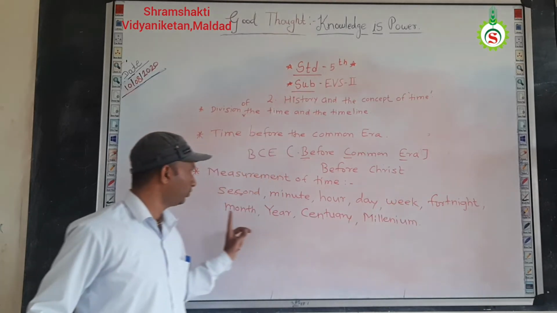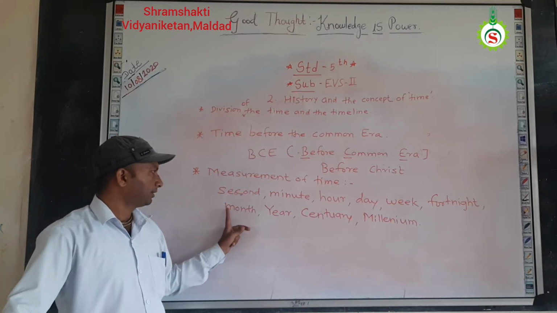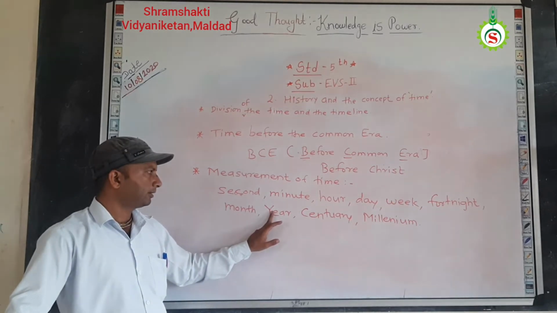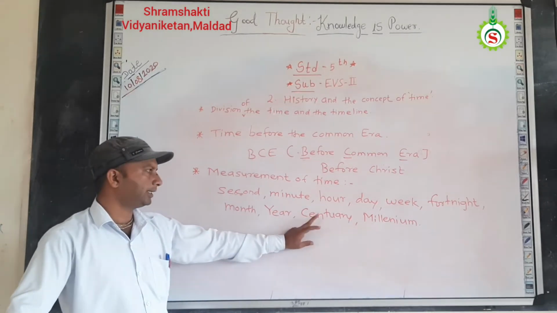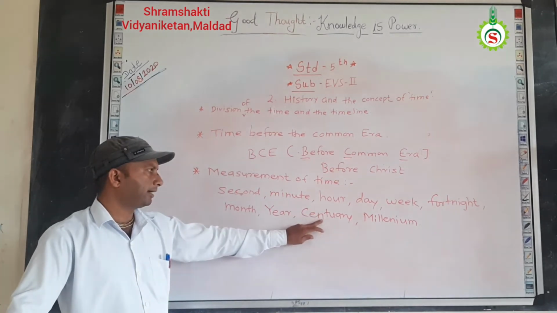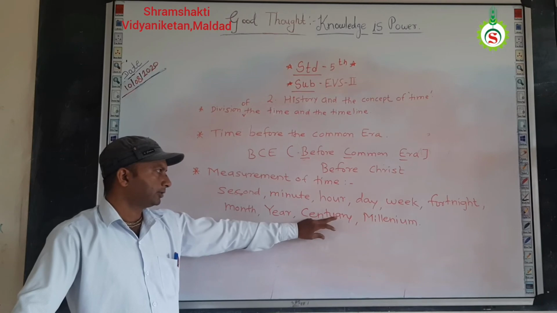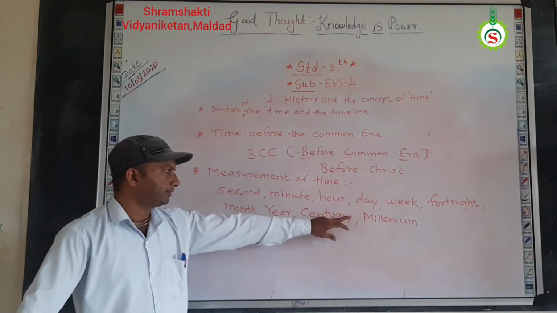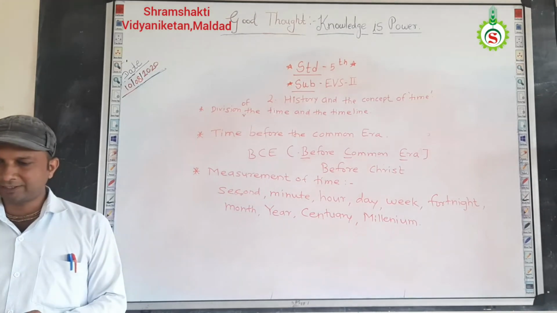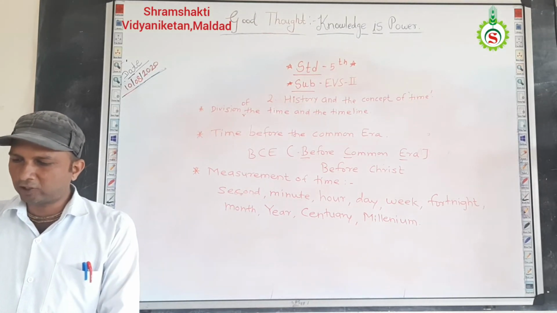2 fortnights together are known as a month. 12 months together are known as a year. 100 years together are known as a century. And 10 centuries are known as a millennium. Okay, so these are the different methods of measurement of time.